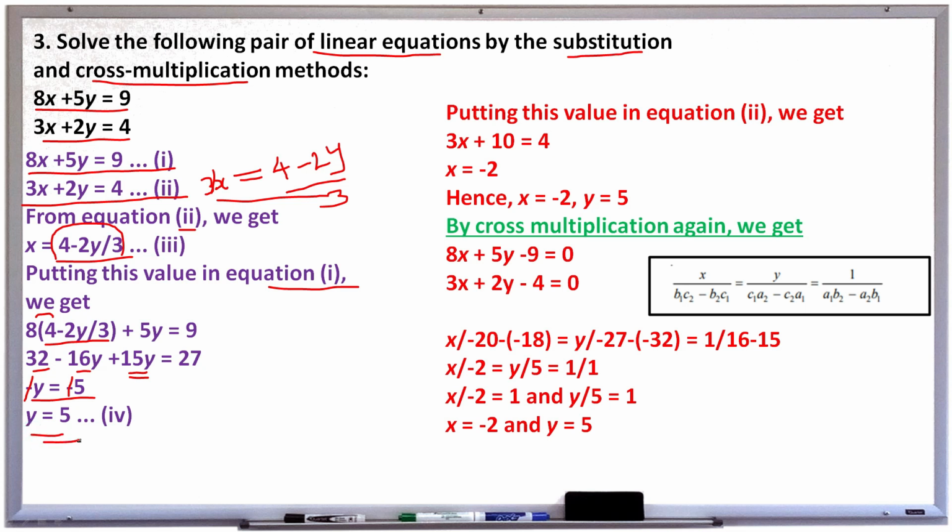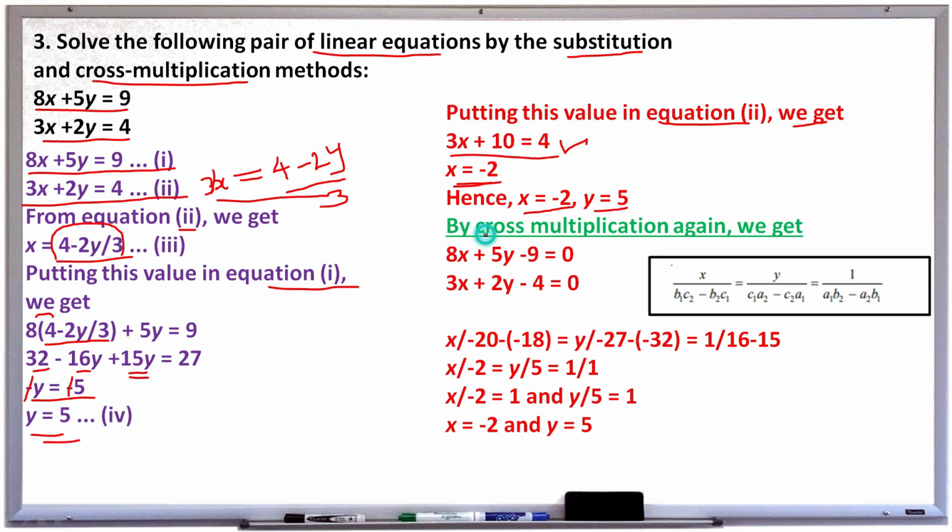Put this value in equation number 2. The y is equal to 5, substitute in equation number 2, so we get 3x plus 10 is equal to 4. Simplifying you will get x is equal to minus 2. Hence x is equal to minus 2, y is equal to 5. So the same value we must get when we use the cross multiplication method.